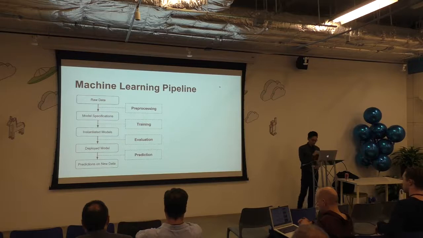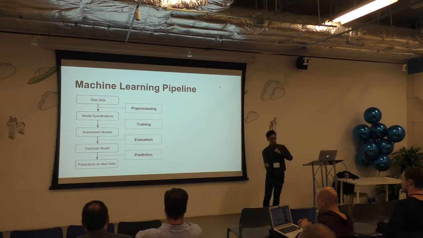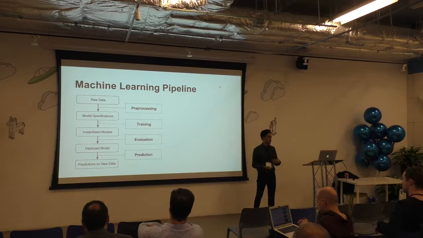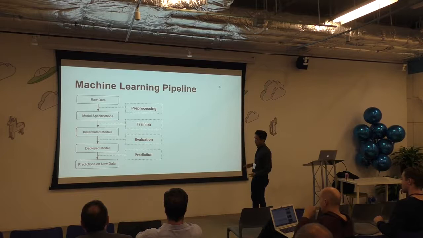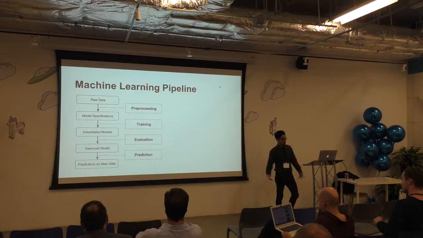We'll talk about discrimination discovery and fairness-aware machine learning anchored to a typical machine learning pipeline. This is pretty generic. You have some raw data at the top, you pre-process it, you have some model specifications that you train, you have your instantiated models that you evaluate, you deploy it, and you make predictions on new data. So you have it in production and it's serving its purpose.